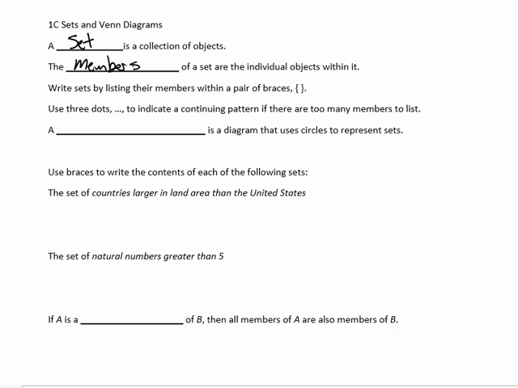We write sets by listing out the things inside using curly braces. If we've got a pattern of things, a long list of things, once we establish the pattern, then we just use three dots to indicate that there's more to it, but you've seen enough to establish the pattern.